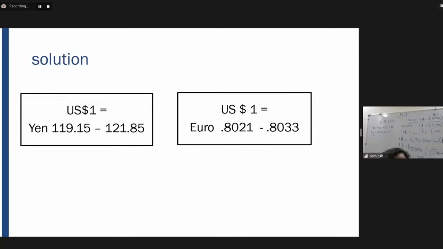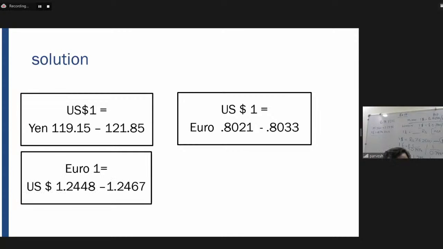The second quote is not in order, so we'd like to first put it in order. So we'll say 1 euro is equal to, by doing the reciprocal of the quotes, 1 divided by 0.8033 will give you 1.2448, and 1 divided by 0.8021 will give you 1.2467. So now both the quotes are in order.